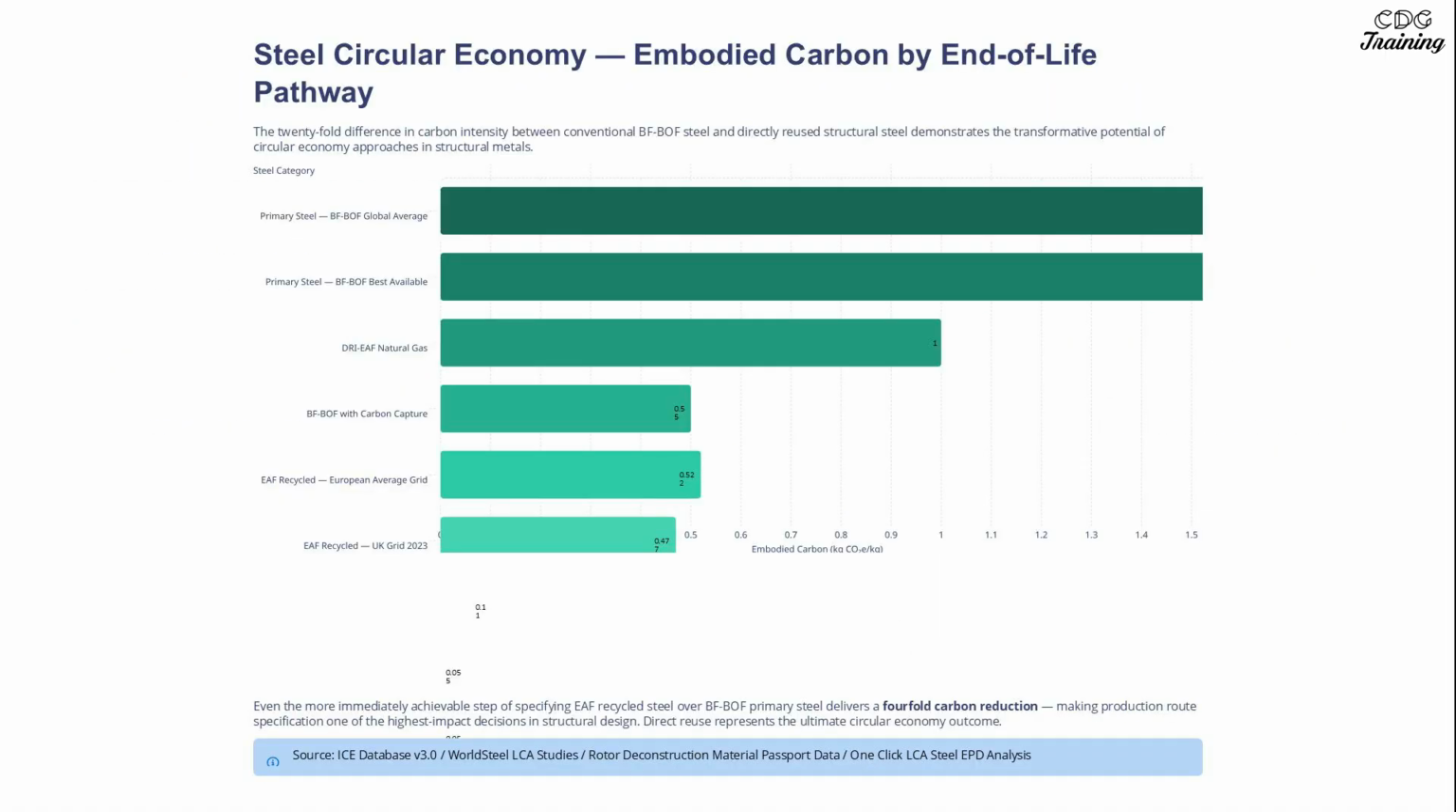This graph compares the carbon footprint of recycled versus primary steel. By maximizing recycling, we can significantly lower embodied carbon, highlighting the importance of sustainable end-of-life strategies for structural metals.